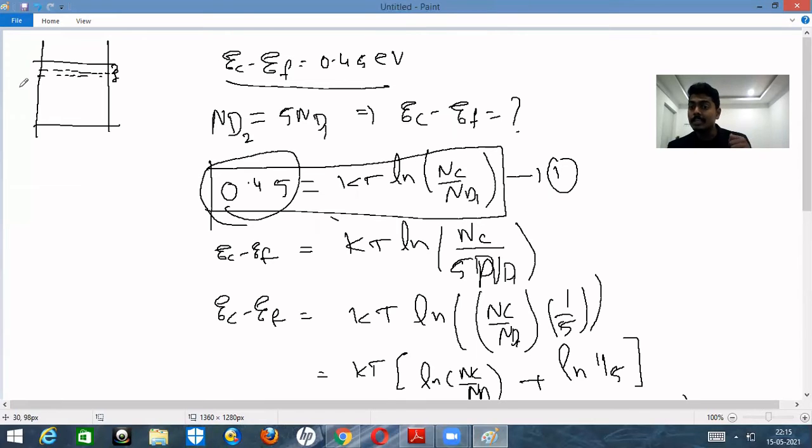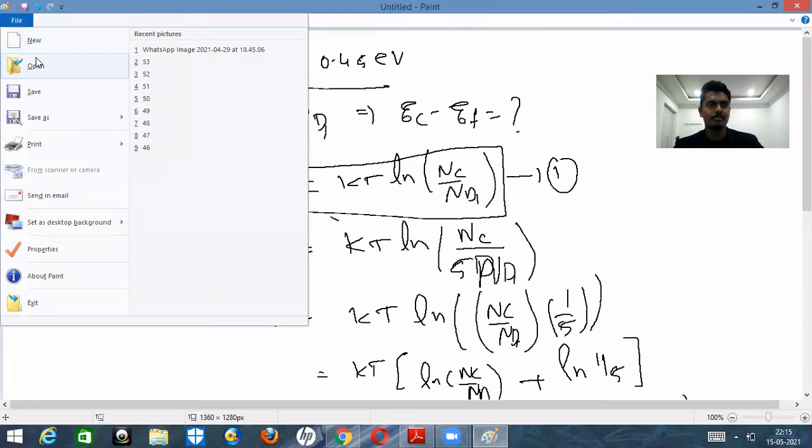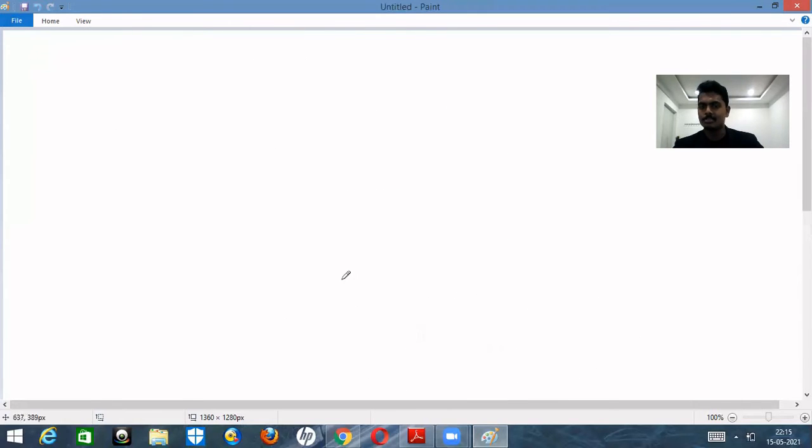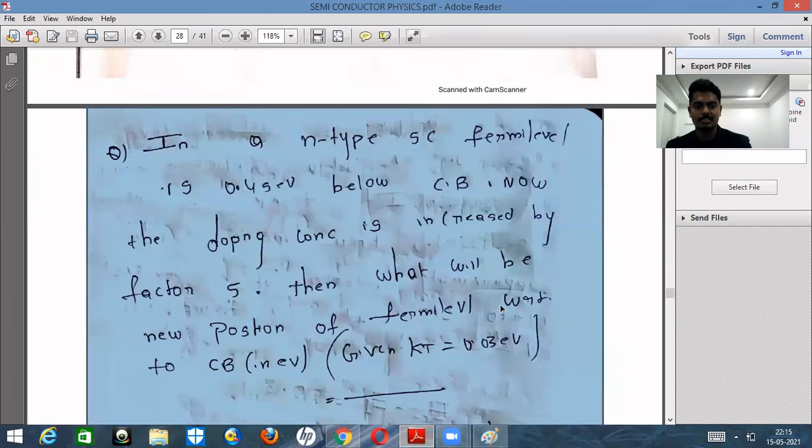So if we increase the temperature, the Fermi level will move towards the downward direction. When you increase the doping concentration, the Fermi level will move towards the upward direction. These are the two things that you need to infer. Very simple. If you know the concept, then you can easily solve the problems.